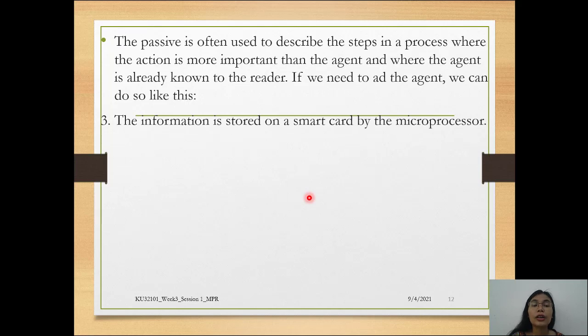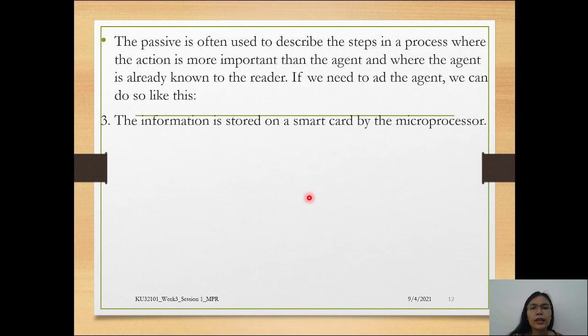You can also say that the passive voice is often used to describe the steps in a process where the action is more important than the agent. So the action itself, you want to stress that the action is more important than the agent. In that case, when we listen to the sentence, the information is stored, you want to say that the information is stored. You want to know less about who did the storing. You just want to say that the information is stored.